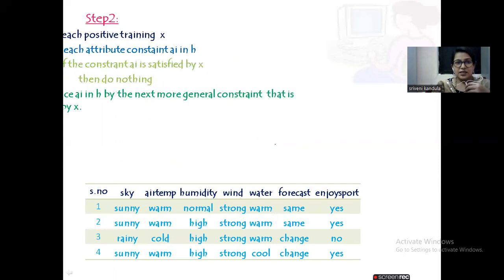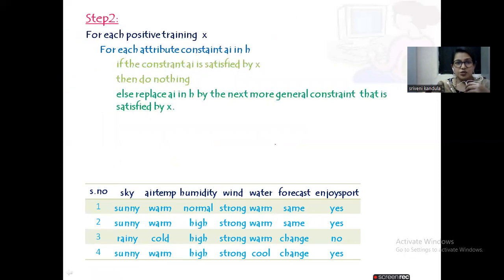Then in the second step, for each positive training example. Here, the target label has a yes value as well as a no value. So now we should know the difference between a positive training example and a negative training example. All those with the value yes are labeled as positive training examples. The first one is positive, the second one is positive, the fourth one is positive. The third one is a negative example, because the answer is no.